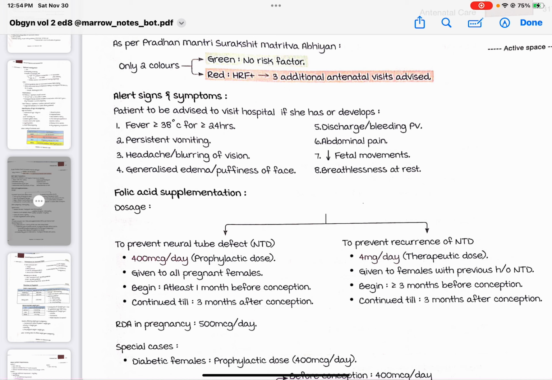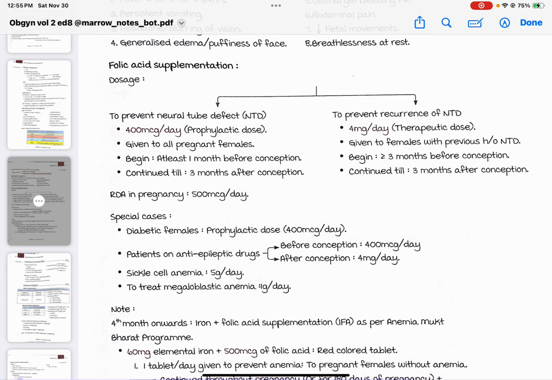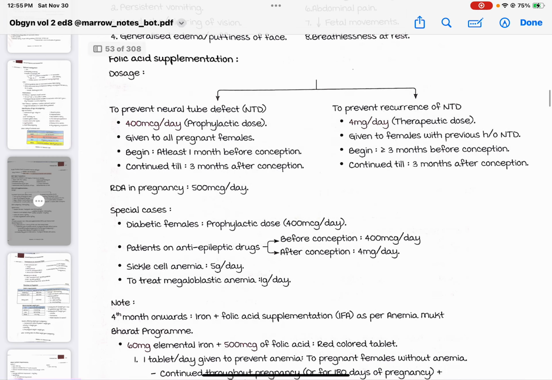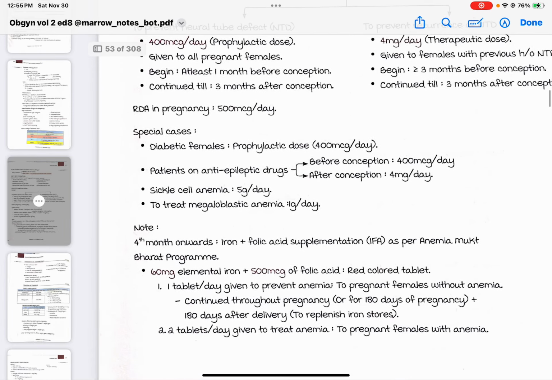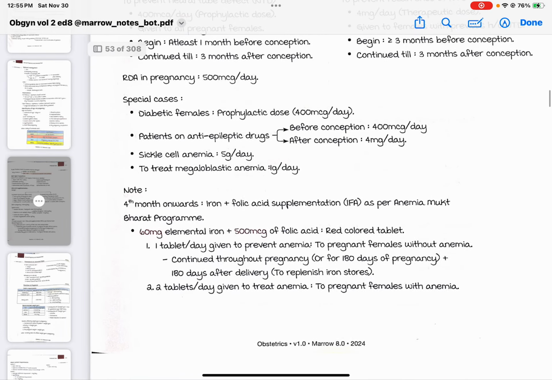Folic acid supplementation to prevent neural tube defects. 400 microgram per day prophylactic dose is given to all pregnant females. Begin at least 1 month before conception, continue till 3 months after conception. To prevent recurrence of neural tube defects, 4 mg per day therapeutic dose is given to females with a previous history of neural tube defects. Begin more than 3 months before conception, continue till 3 months after conception. So prevention is 400 microgram, therapeutic is 4 mg.